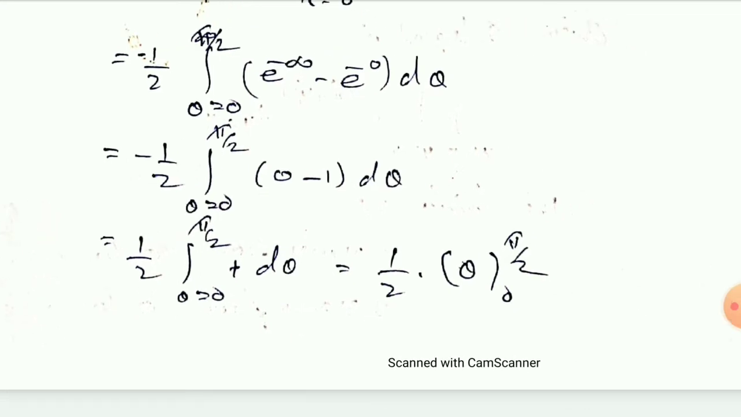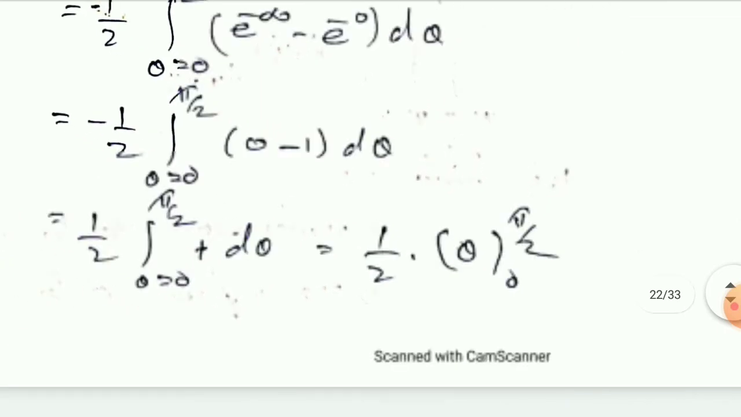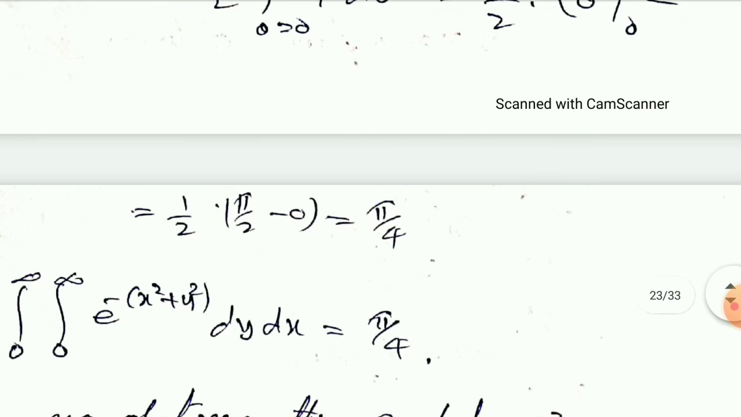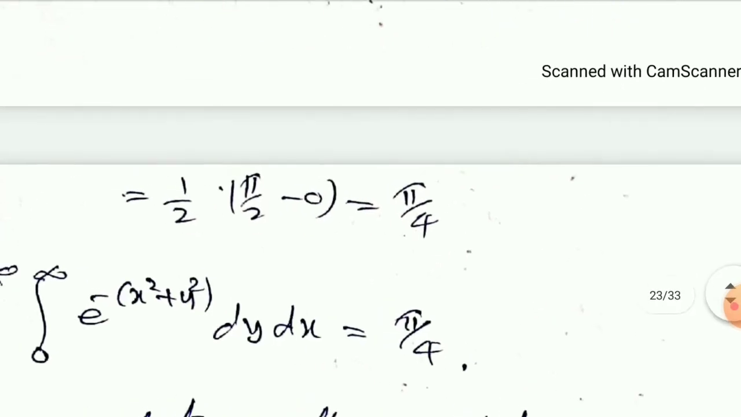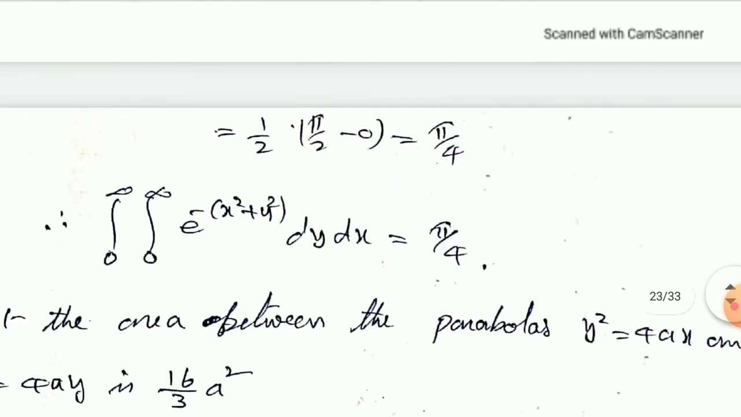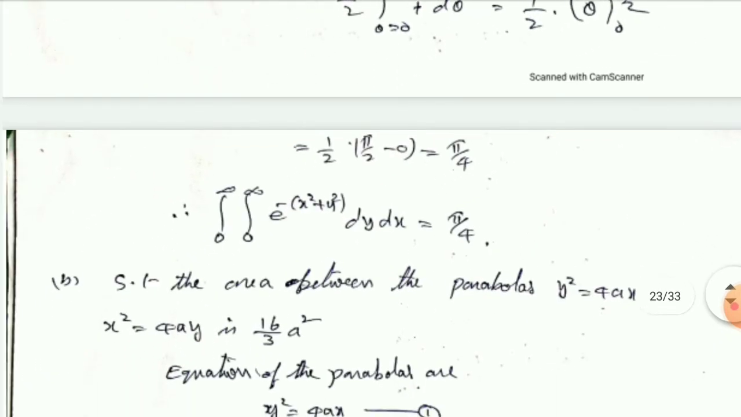It is integration with respect to theta. 1 d theta is nothing but only theta, limits 0 to pi by 2. So finally you are getting the answer is pi by 4. So the given double integral is equal to pi by 4. So that is about your 7th A bit.